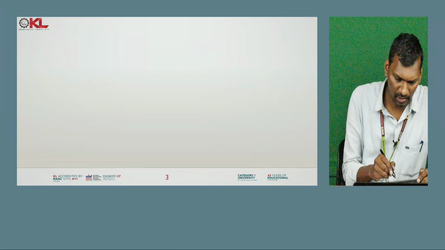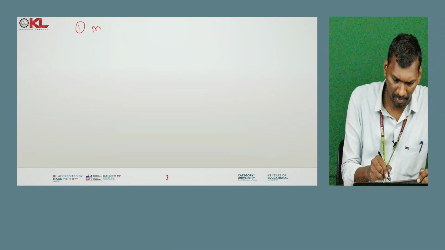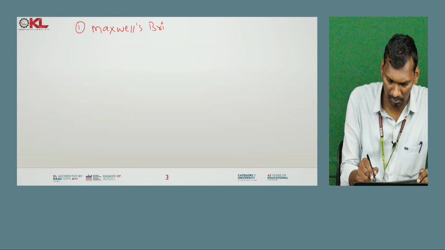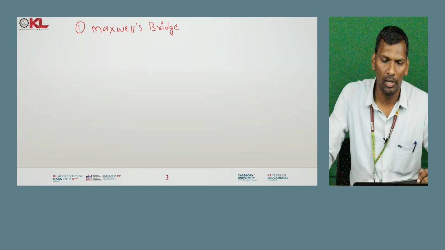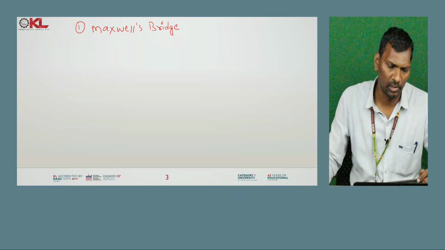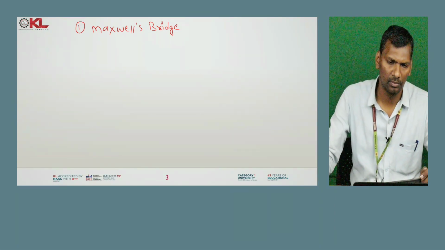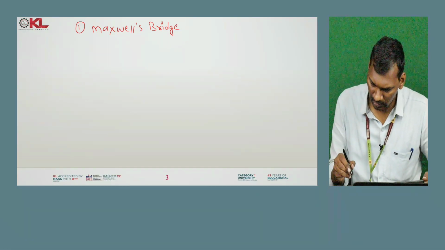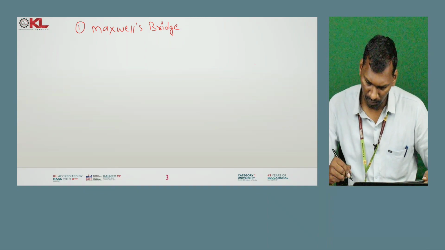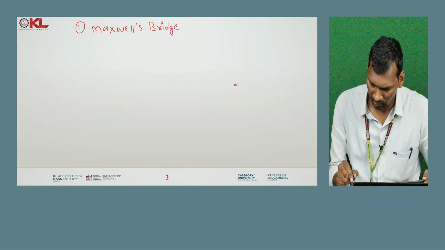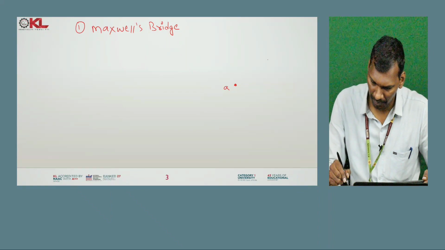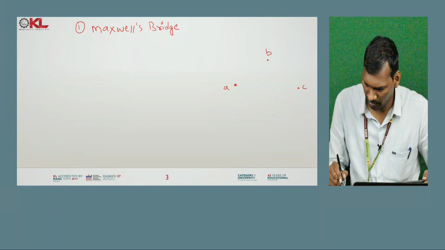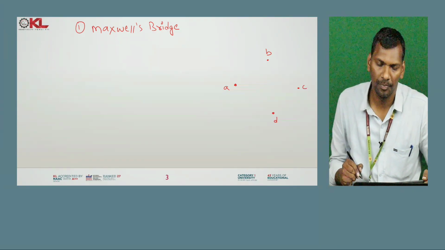So the first one is the Maxwell's bridge, and now let us see the diagram for the Maxwell's bridge. So let us consider we are having 4 terminals, terminal A, terminal B, or it may be a node B and node D.